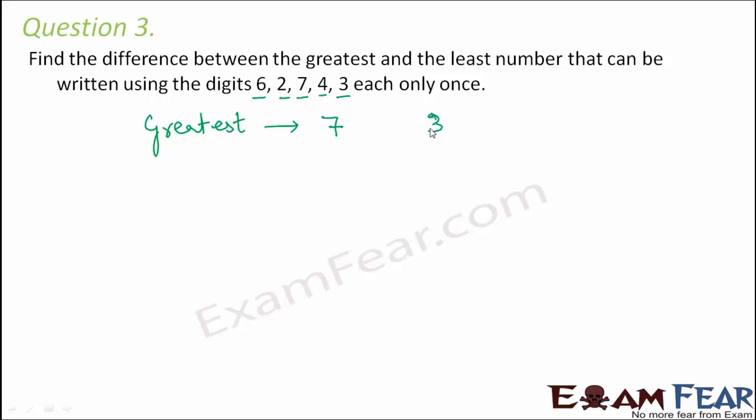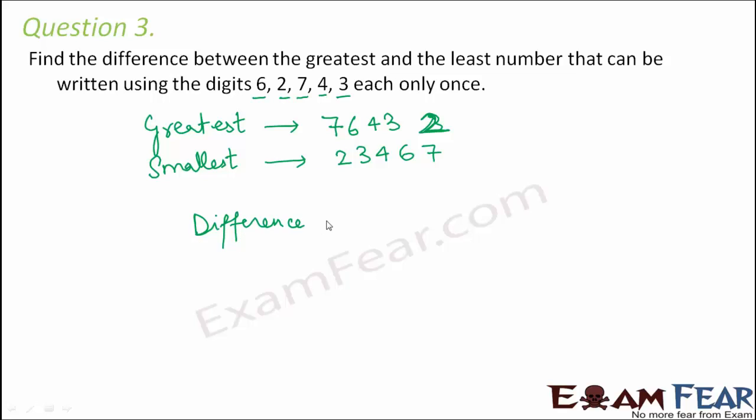The smallest digit would be 2. So the greatest number that you will be able to form is 76432. And the smallest number that can be made out of these digits is 23467. So now if you have to find the difference between the greatest and the least number, how would you find the difference? So let us find the difference.